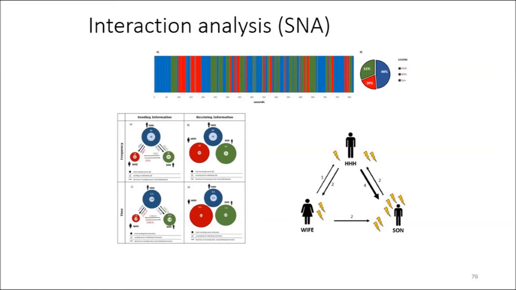And you can see this pie chart already looks quite similar to the power shares that the household had indicated before. And I also looked who was sending and receiving information, what was the frequency and what was the time, so we could read something from this. All of this was just embedding what the participants reported themselves on the power positions. And I also measured the kinds of disagreements that could be observed.